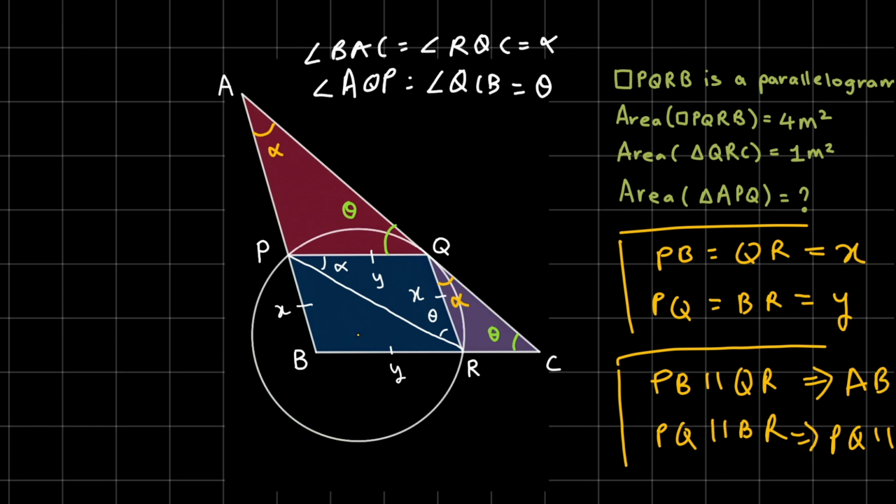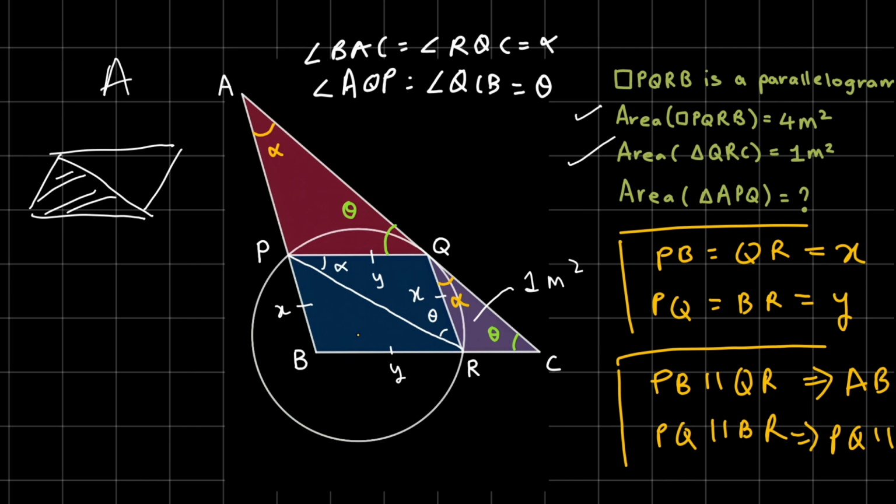Now let us utilize the fact that we have some of the areas of the figure given. That is, the area of the parallelogram is 4 meters square and the area of the triangle QRC is 1 meter square. So the triangle QRC is ultimately this purple triangle, and it has an area of 1 meter square, and the area of this complete parallelogram is 4 meters square. Now we know this thing about the parallelogram, and that is, in a parallelogram the diagonal divides the parallelogram into equal areas. So if the area of this complete parallelogram is capital A, then the area of each triangle would simply be A upon 2.